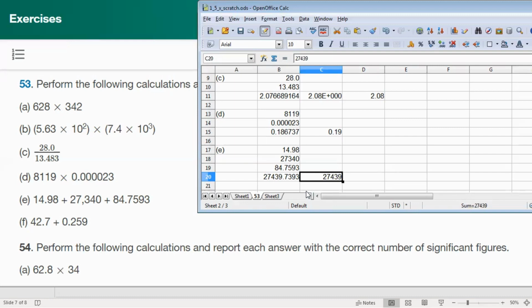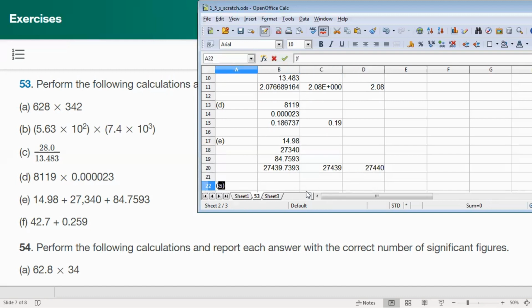Now, if they're persnickety about the number of significant figures, and we're going to just be on the safe side and say that there are only 4 significant figures, the number I might use is 27440, because I'm rounding that 39 to be just 40. So let's see what they say for E, 27440. Okay. All righty.